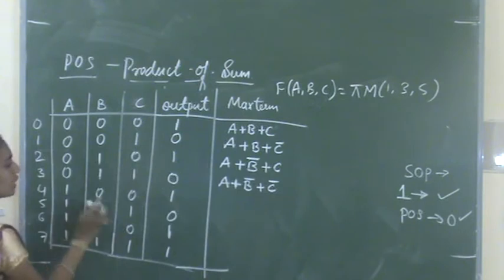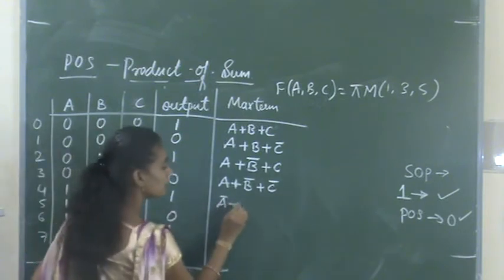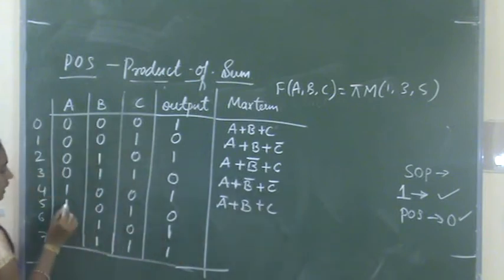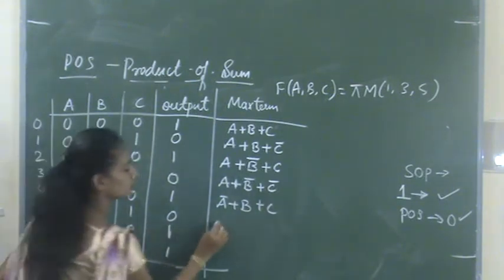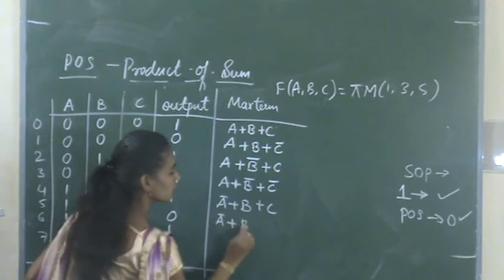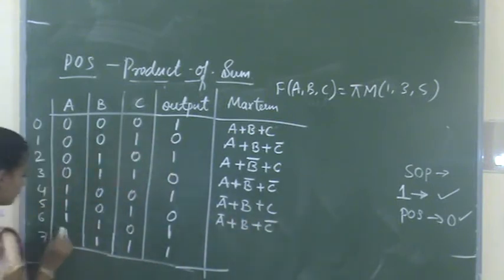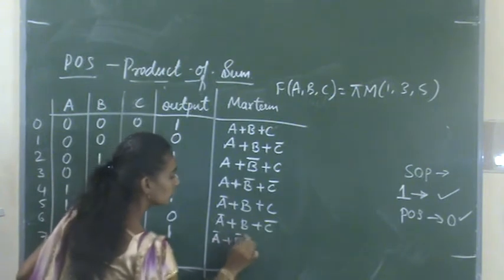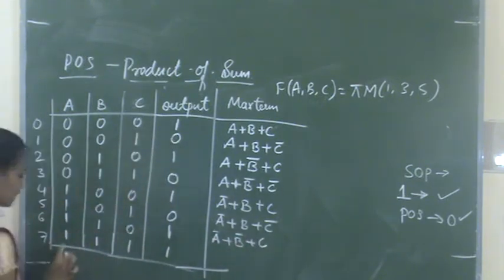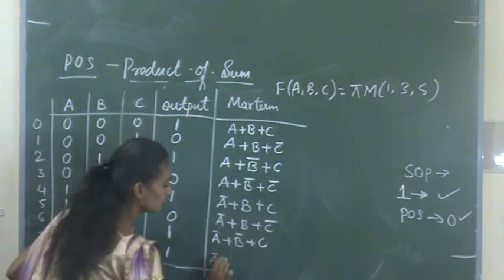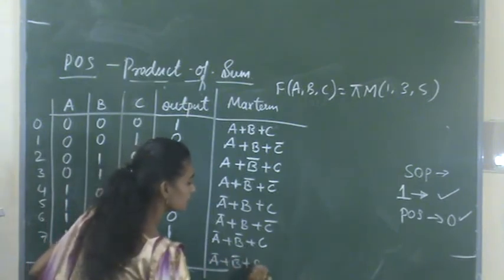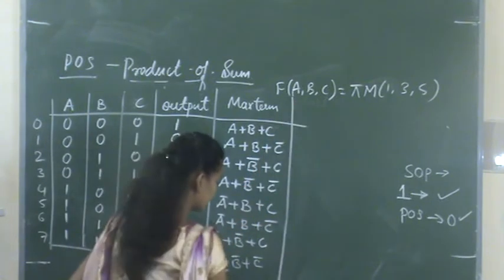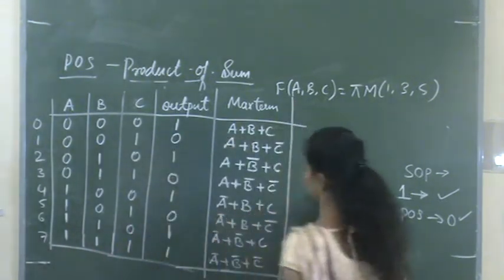Okay, next 1 0 0 means A bar plus B plus C. Next 1 0 1. Next 1 1 0. Next all ones: A bar plus B bar plus C. So this is how we are writing the max term, right?